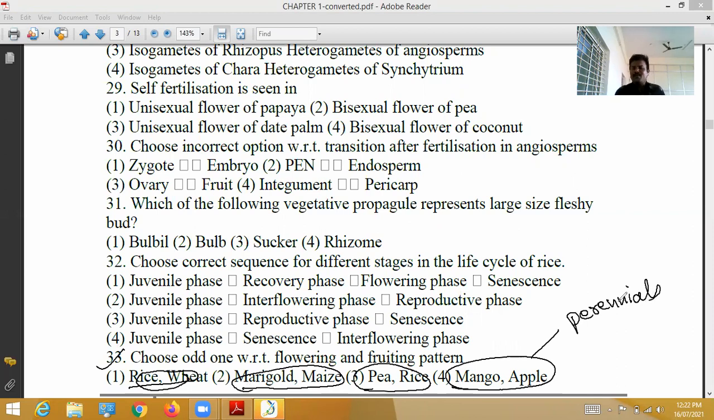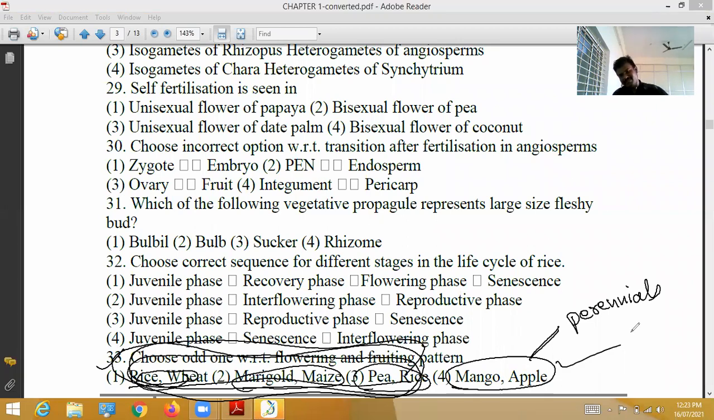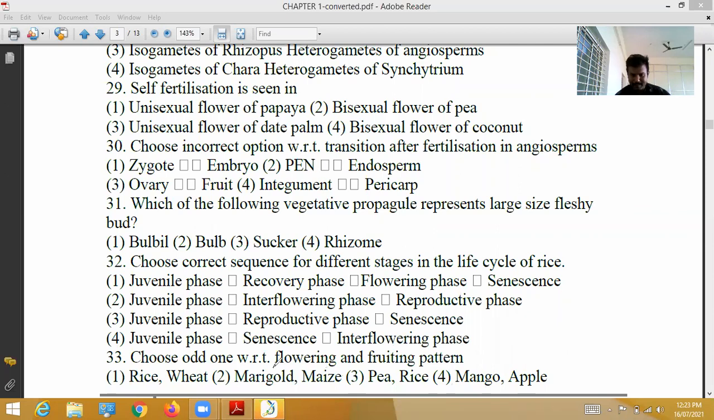Perennials. You already know very well, we discussed many times, annual plants, biennial plants, perennial plants. These can grow more than 1 year. Their lifespan is different from these. Here these are all annual plants. Within 1 year their crop is finished. Thereafter we will cut them. But mango is not like that. They can grow hundreds of years. So the odd one with respect to flowering and fruiting pattern is the fourth option. For the 33rd question, the correct option is the fourth option.